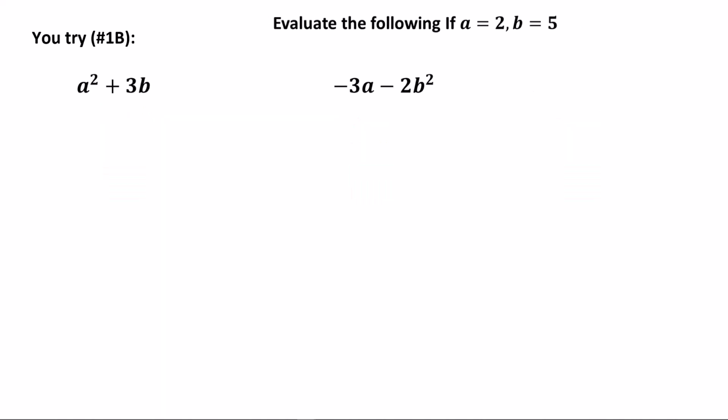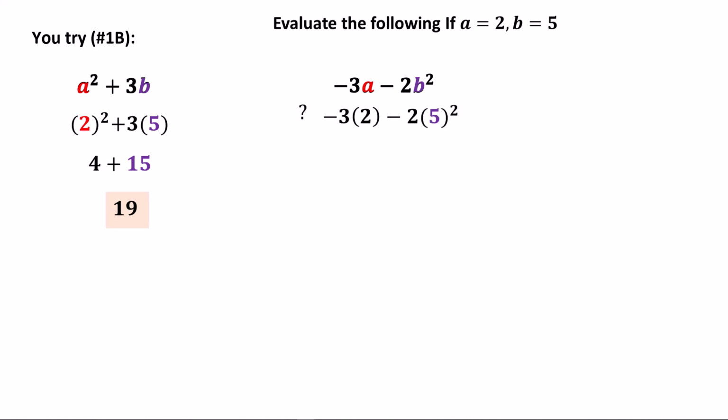Here's another couple of expressions to try. Pause the video if you need to. Let's work through these. A squared plus 3B becomes 2 squared plus 3 times 5, which becomes 4 plus 15, which is 19. Negative 3a minus 2b squared becomes negative 3 times 2 minus 2 times 5 squared, which is negative 6 minus 2 times 25. Negative 6 minus 50, which becomes negative 56.